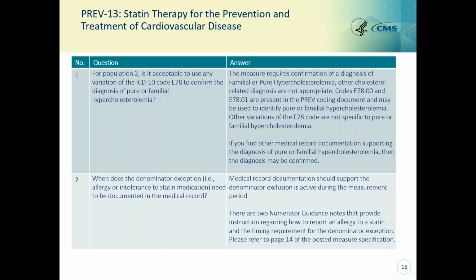Question 2 is, when does the denominator exception, for example, allergy or other intolerance to statin medication, need to be documented in the medical record? Medical record documentation should support the denominator exclusion as active during the measurement period. There are 2 numerator guidance notes that provide instruction regarding how to report an allergy to a statin and the timing requirement for the denominator exception. Please refer to page 14 of the posted measure specifications for that information.